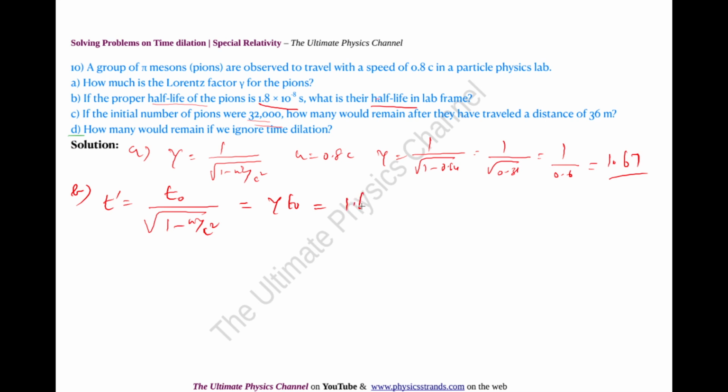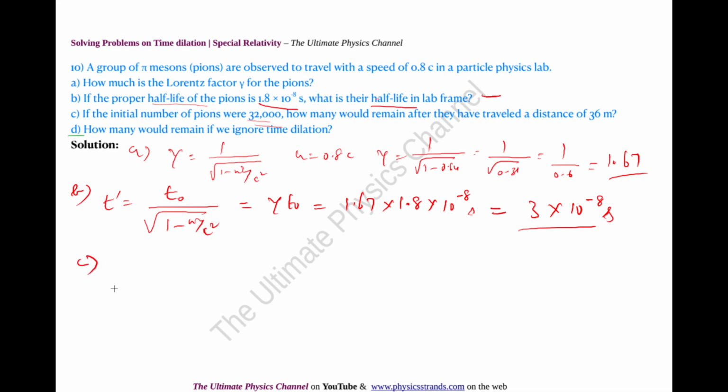Gamma is 1.67, and therefore 1.67 into the given half-life, 1.8 into 10 power minus 8 seconds. Therefore, the lifetime of pions in the lab frame is going to be 3 into 10 power minus 8 seconds. This is their lifetime in the lab frame. So it is extended, obviously, compared to in its own frame, dilated, right?